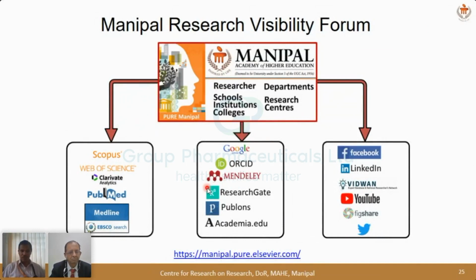I said I have a center, and in the center activity we have implemented a portal called the Pure Portal. This is the Manipal Research Forum Pure Portal, which is implemented. It is at your fingertip. You can just click here on this Pure website. When you click on this, you will see each department and institution with one-point click.